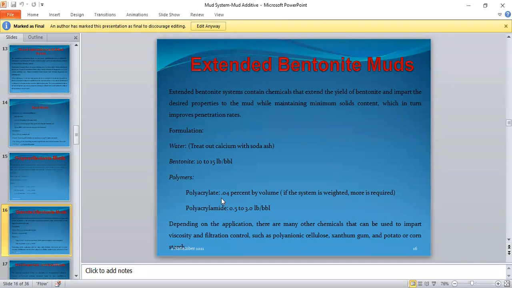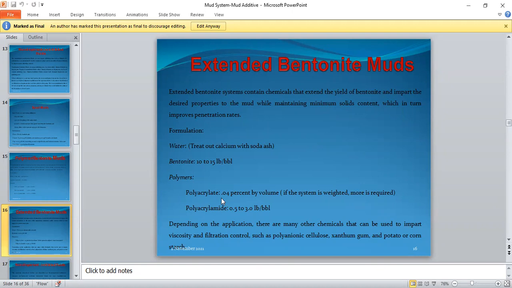You have polyacrylamide, 0.5 to 3 pounds per barrel. Depending on the application, there are many other chemicals that can be used to impart viscosity and filtration control, such as polyanionic cellulose. That's PAC, the one we saw earlier, P-A-C.